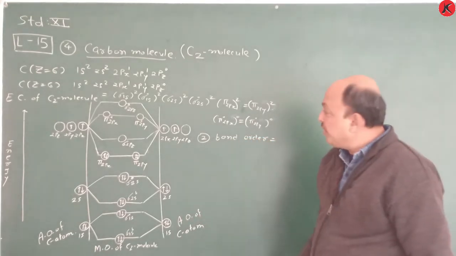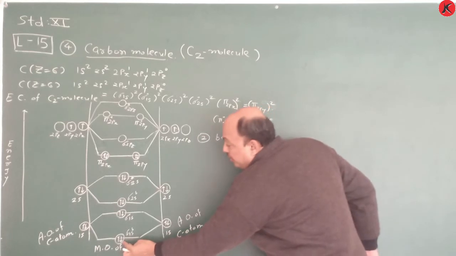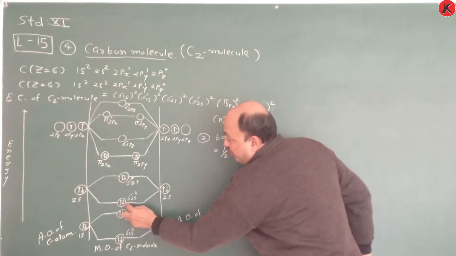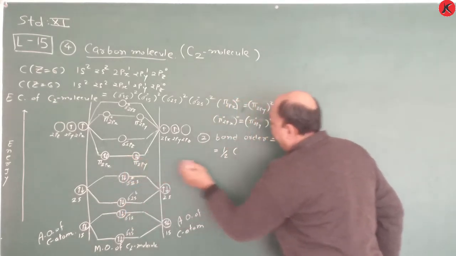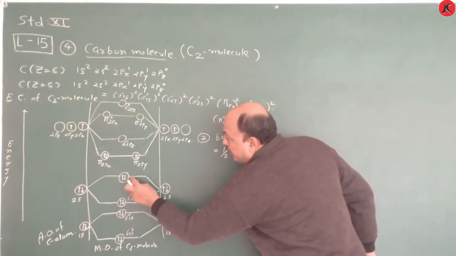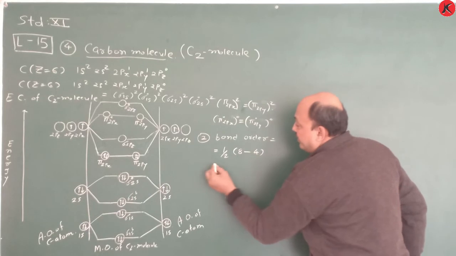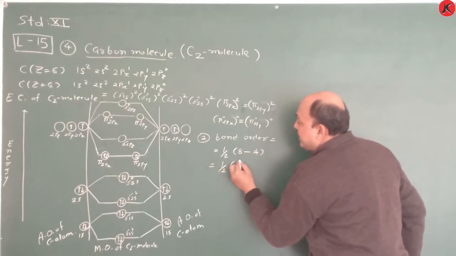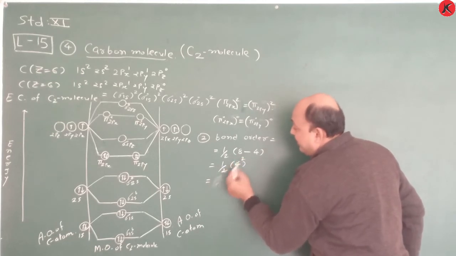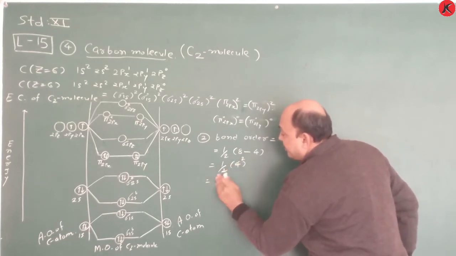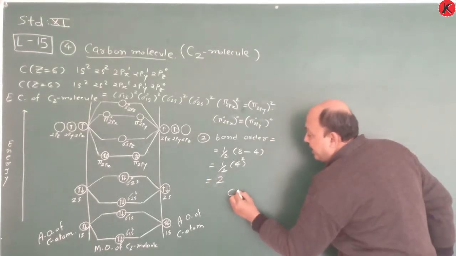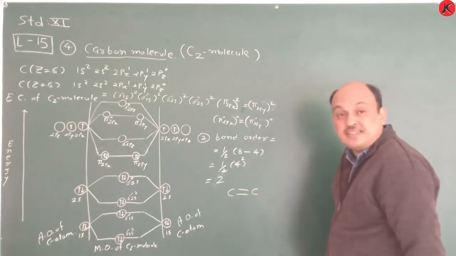So, what is the bond order of this particular C2 molecule? You see BMO has 2 electrons. That means bond order is equal to 1 upon 2, (2 plus 2, 4; 4 plus 4, 8), 8 minus (2 plus 2, that is 4), is equal to 1 upon 2, 8 minus 4, which is nothing but 4, is equal to 2. Okay, so bond order is 2, that means a carbon-carbon double bond is present.